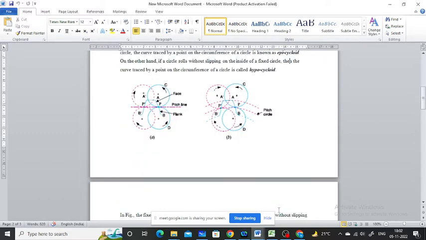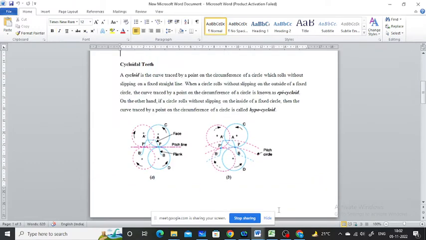A cycloid is the curve traced by a point on the circumference of a circle which rolls without slipping on a fixed straight line. When a circle rolls without slipping on the outside of a fixed circle, the curve traced by a point on the circumference of the circle is known as an epicycloid. On the other hand, if a circle rolls without slipping on the inside of a fixed circle, then the curve traced by a point on the circumference of the circle is a hypocycloid.